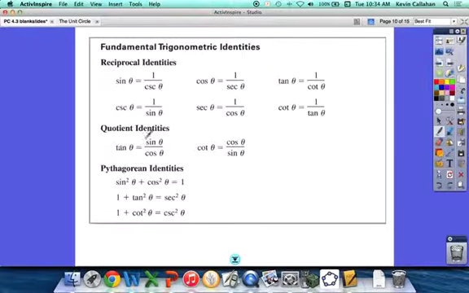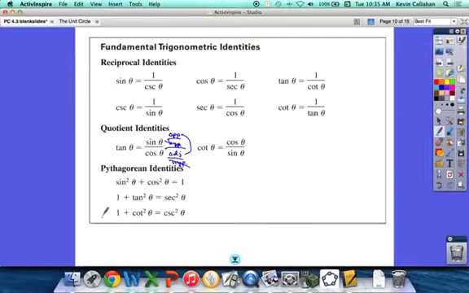The tangent is actually the sine divided by the cosine. The cotangent is cosine divided by the sine. Just think, if the sine is opposite over hypotenuse and the cosine is adjacent over hypotenuse, then the divide by hypotenuse drops out, and all you're left with is opposite over adjacent, which is the tangent after all. So tangent is sine over cosine, cotangent is cosine over sine.